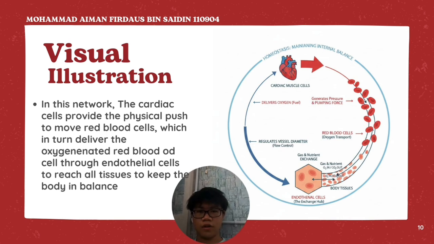In the illustration, it shows that the cardiac cell provides the physical push that is required to move red blood cells, which in turn carry oxygen through the endothelial cells to reach all tissue to keep the body in balance. This means the cardiac muscle will push the red blood cells to transport oxygen through the blood vessels to deliver the oxygen across all parts of the body tissues.